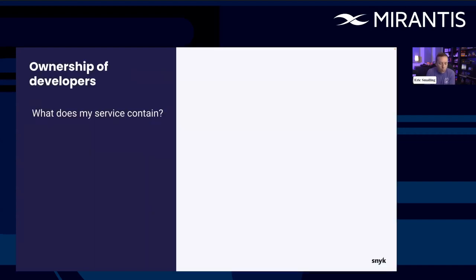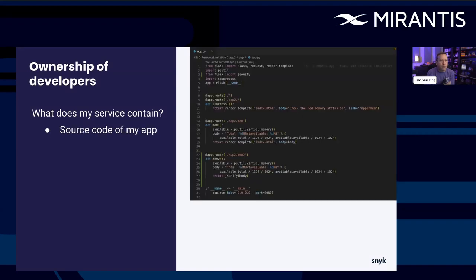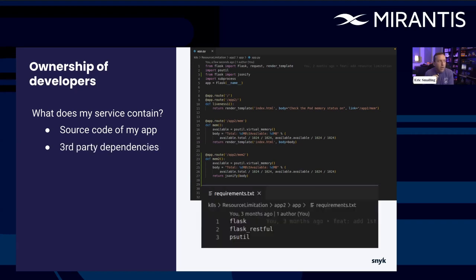So when I say applications and developers, what does our app or service, if you're doing microservices, contain? Well, obviously the source code. So here we have a Flask app, right? Python code. We all know that. Third-party dependencies, things that you're pulling in. In this case, again in Python, you might be using PyPI.